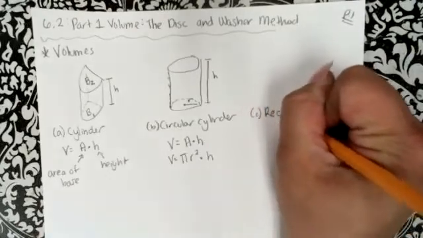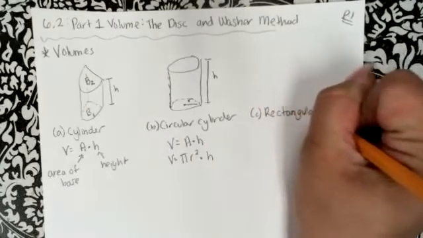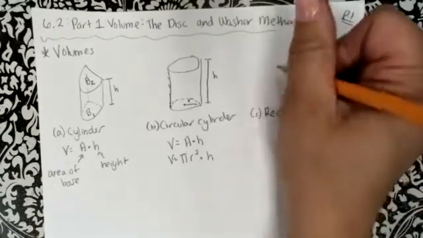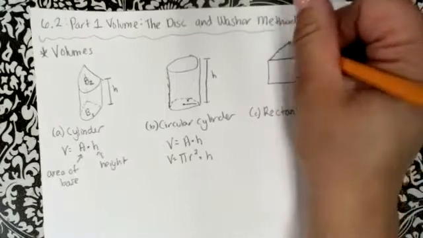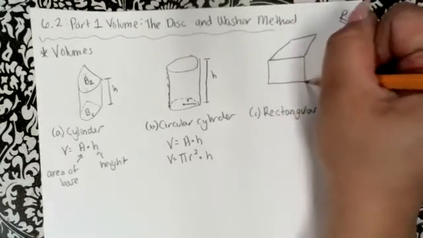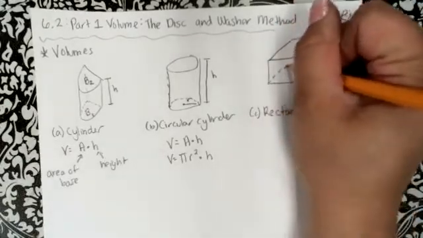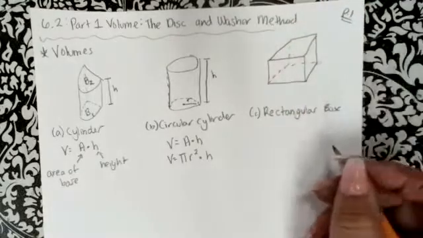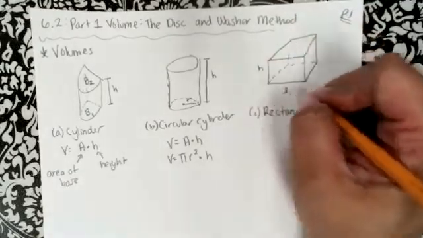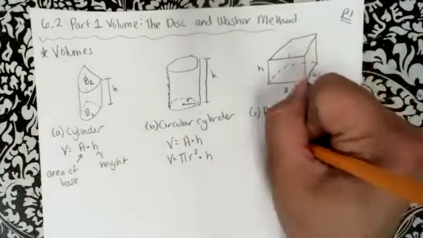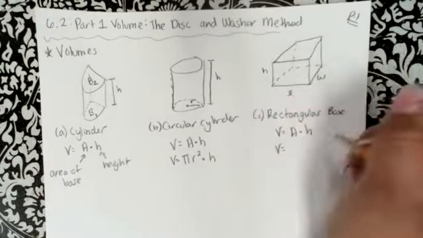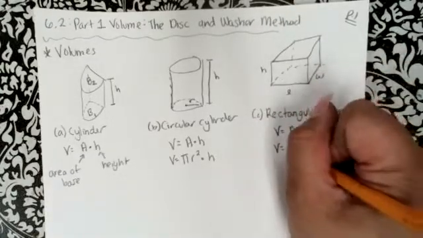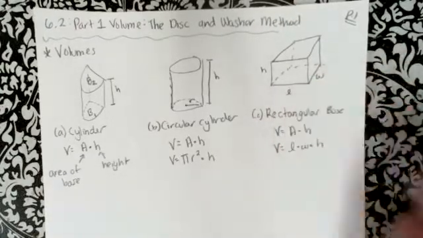Next, we're going to have a rectangular box. Here's our height, our length, and our width. So the volume, once again, is going to be the area of the base times the height, which in this case, the area of the base is the length times the width times the height.